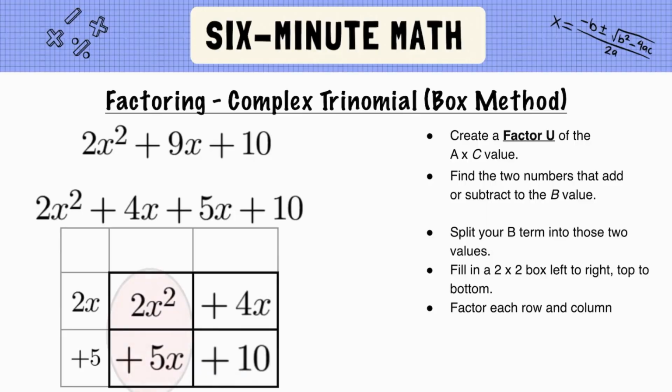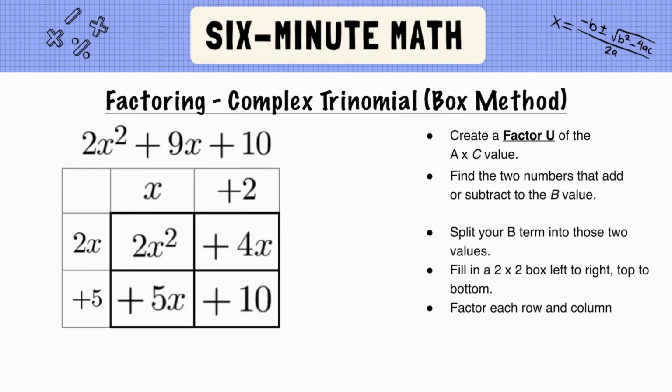How about I do the columns now? 2x squared plus 5x. My greatest common factor is a single x. And then if I factor 4x plus 10, my greatest common factor is a positive 2.